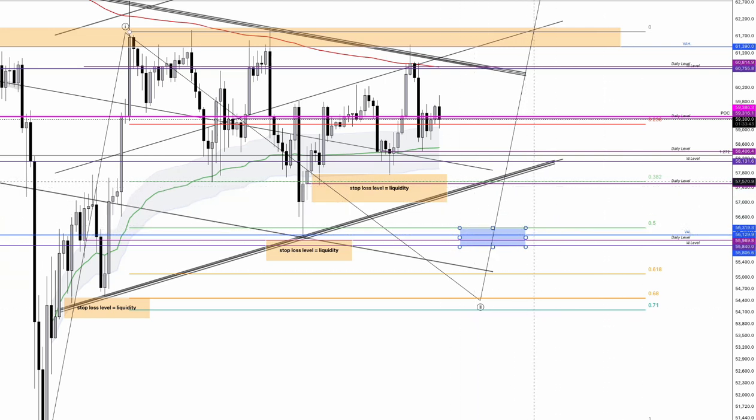You need to plan it and wait for those levels of interest. And here's our next level of interest. This is a strong support level. As you can see, we've got the daily and the weekly and the Fibonacci. So this price might not even get down, for all we know. It might just do that.